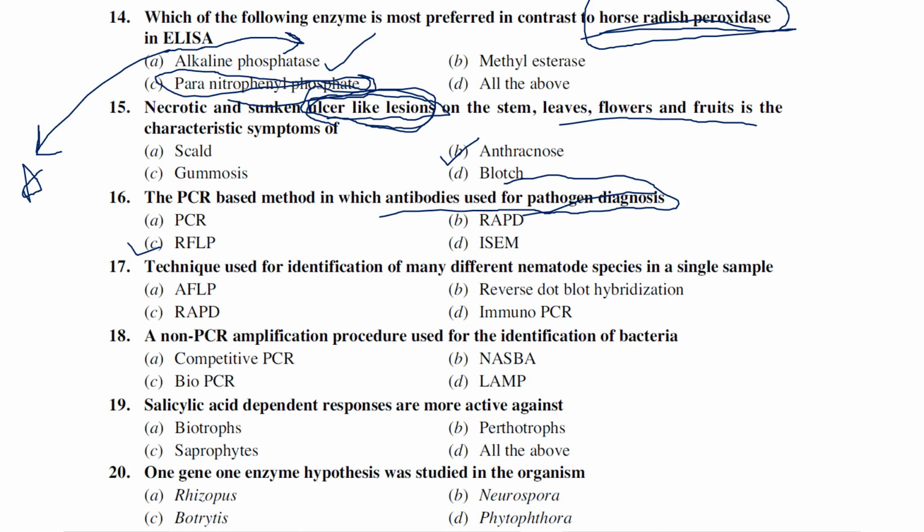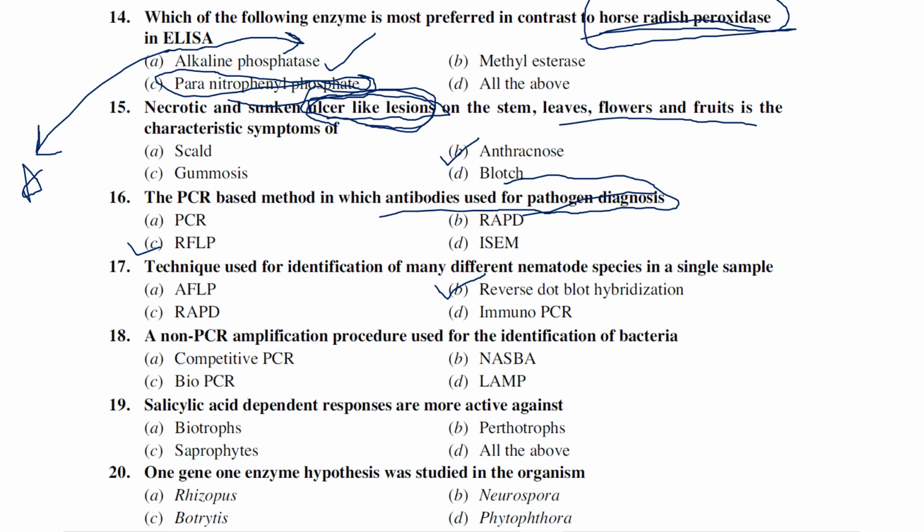Technique used for the identification of many different nematode species. I repeat, identification of many nematodes in a single sample. If a single sample has a multiple number of nematodes, what is the technique used for identification? RFLP, reverse dot blot hybridization, RAPD, immuno-PCR. Generally reverse dot blot hybridization can be used for the identification of many nematodes in a single sample.